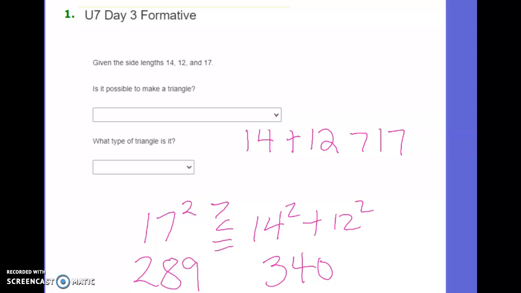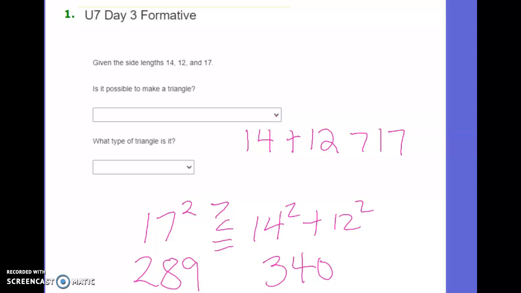Okay, geometry, we are going to go over our Unit 7, Day 3 formative. So the first problem asks, given these side lengths, is it possible to make a triangle? Well, we take the two shorter sides, which are 14 and 12, we add them up, we see that they're definitely greater than 17, so yes, it's possible to make a triangle.